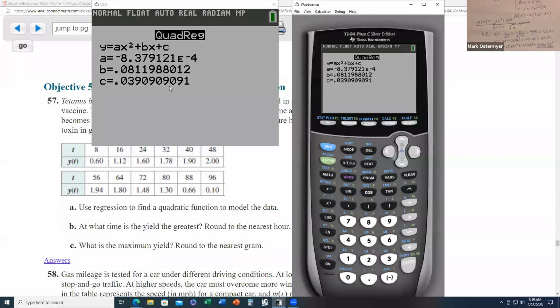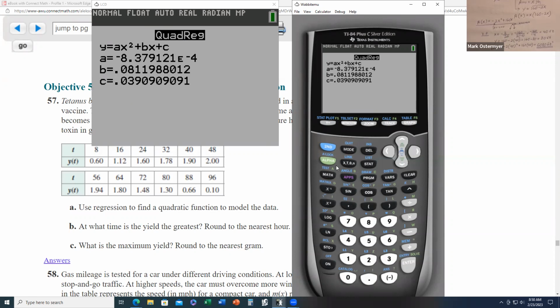And this equation is courtesy of a powerful branch of mathematics called differential calculus. So differential calculus ensures that this is the optimal fit for that data with a parabola. This is the optimal parabolic or quadratic function that fits that data. You could not do better than this right here. All right. So our quadratic function is y equal to negative 8.379 times 10 to the negative fourth x squared plus 0.081198 and so on times x plus 0.039 and so on as your constant.